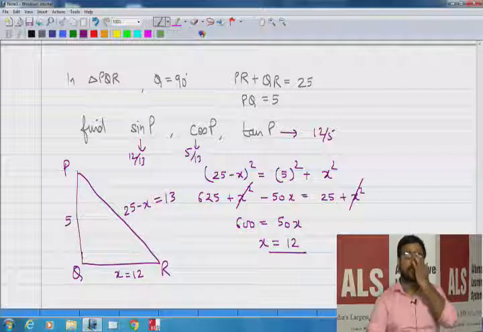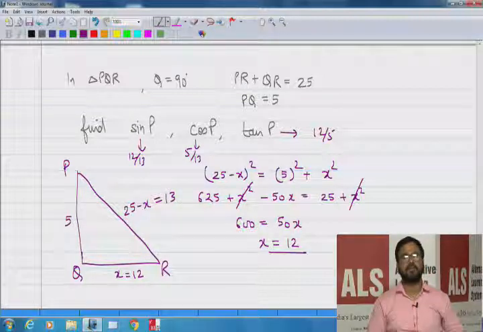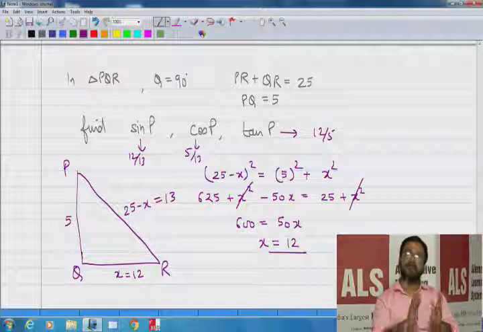Okay, so this is the first section of the chapter relating the trigonometric ratio with the sides. So this is the first part we have completed.